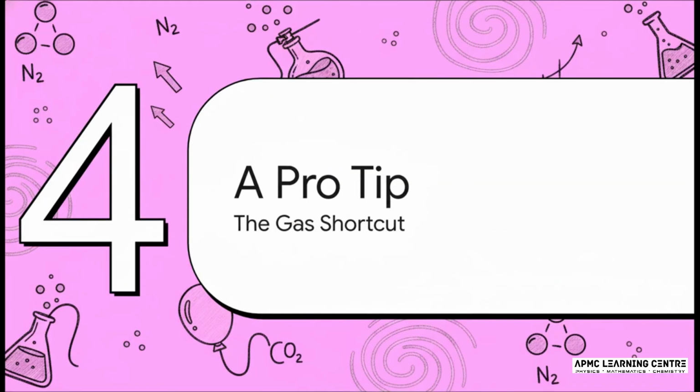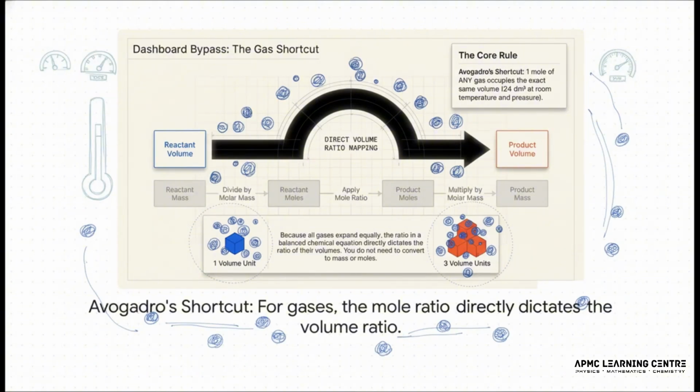Okay, before we finish up, I've got a really cool pro tip for you. It's like a secret shortcut on our dashboard. Now, it only works in a very specific situation, but it's a situation that comes up all the time, when every single thing in your reaction is a gas. This is called Avogadro's shortcut, and it's awesome.